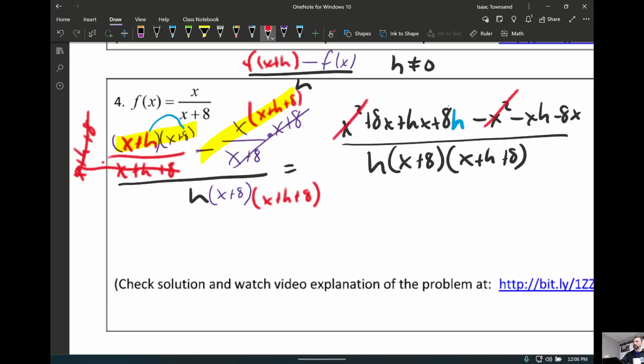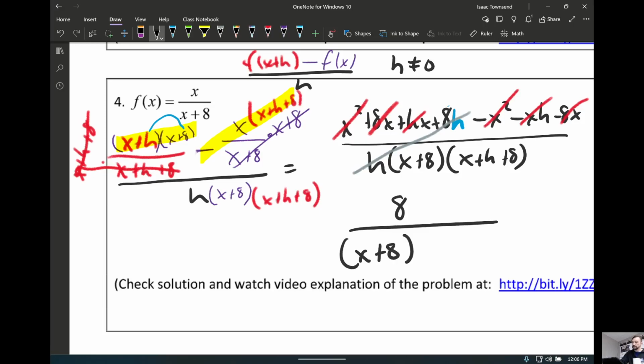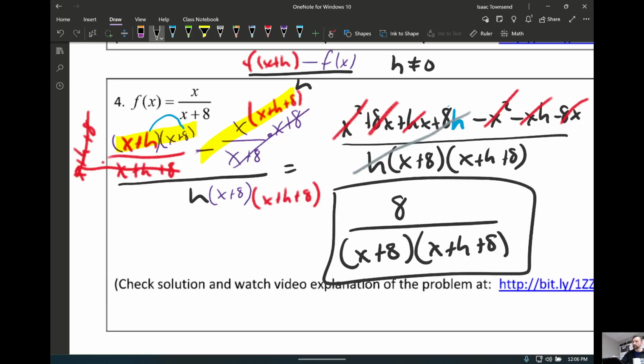Again, x squareds add to 0, 8x's add to 0, xh's add to 0, and your last step for all three question types, that kind of red flag that helps you know if you did something wrong or not, like what just happened to me, is you should be canceling out an h with an h. Times h divided by h cancels out, and our answer would end up as 8 over x plus 8 times x plus h plus 8. That's where we want you to go.